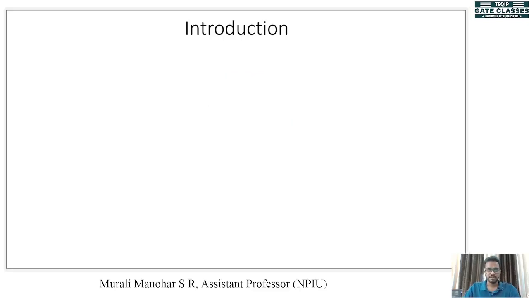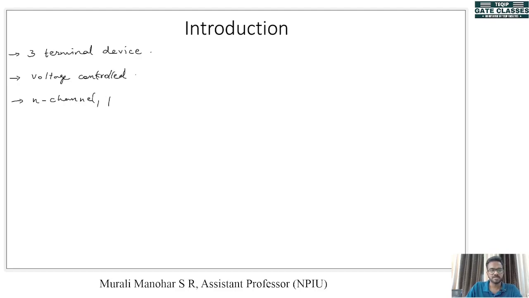Shall we start? A junction field effect transistor, or generally an FET, is a three-terminal device, just like a BJT. Then we know that a BJT is a current control device, but an FET is a voltage control device. And you know that BJTs are classified into NPN and PNP transistors. In the same way, FETs are classified into N channel and P channel FETs.